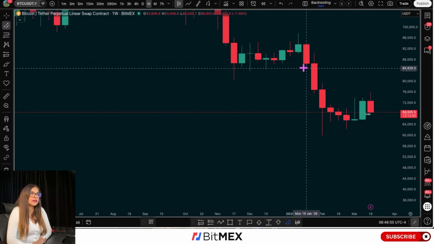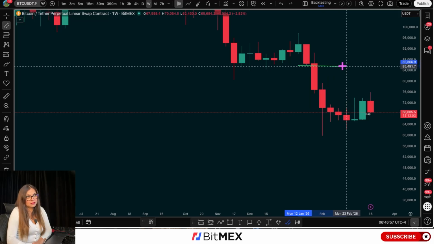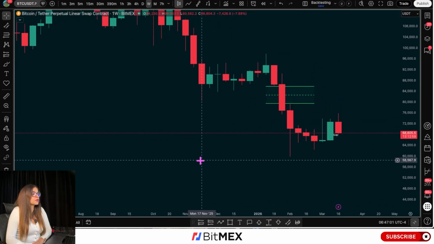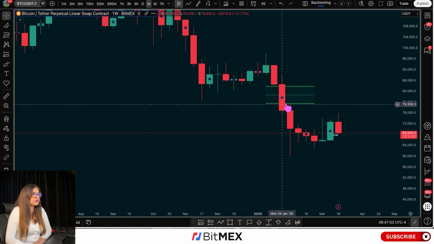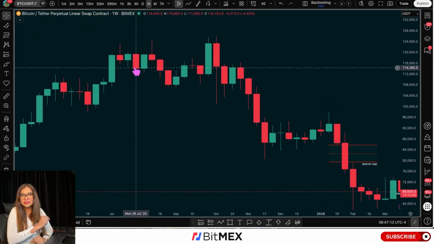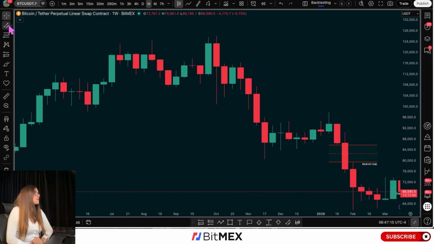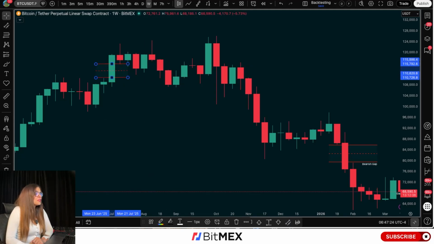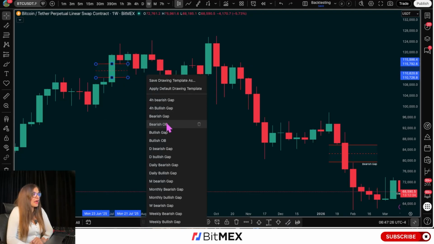Here, you can find a weekly bearish gap. Let's mark that out as bearish. And let's see if we can find a bullish one. Can you find a bullish one? Okay, here we have a bullish fair value gap on the weekly time frame. Okay, so we'll mark that out as a bullish fair value gap.